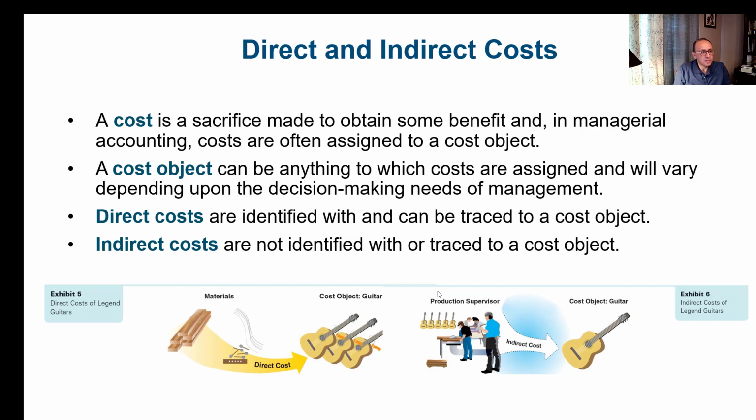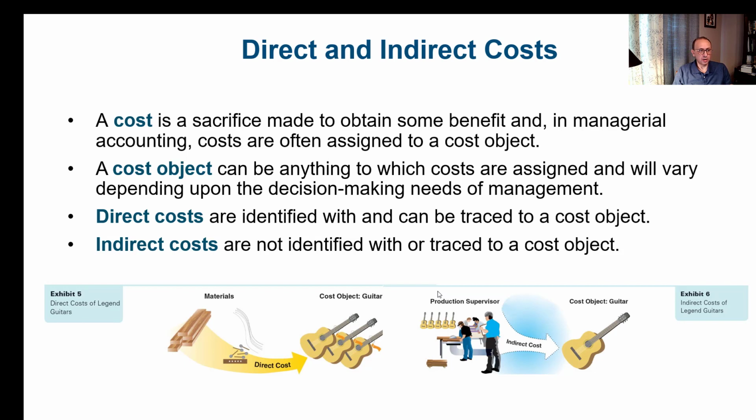So cost is a sacrifice made to obtain some benefit, and in managerial accounting, costs are often assigned to cost objects. So we have a cost object, and based on that, we will know what is the sacrifice we're making. So a cost object can be anything to which costs are assigned and will vary depending upon the decision-making needs of management. I think all of this would be good once we use examples, and we'll do that in the next slides. But since we're talking about cost, let's differentiate between what we mean by direct cost and indirect cost.